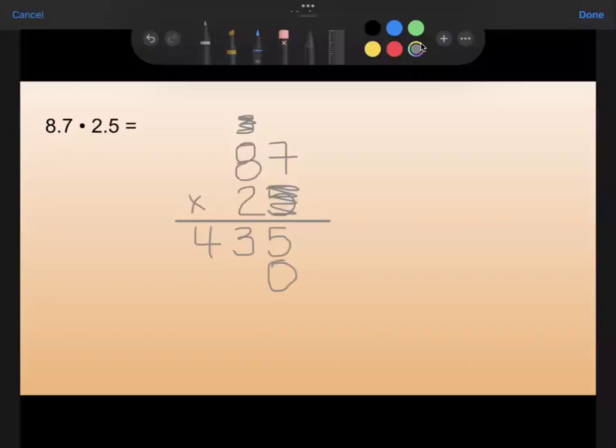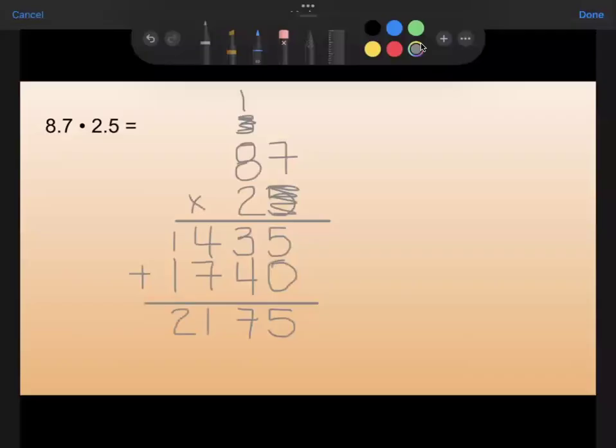So 2 times 7 is 14. So I'm going to put a 4 here and regroup that 1 up here. 8 times 2 is 16, plus 1 is 17. So a 7 here and a 1 here. All right, now that I'm done multiplying, I'm going to go ahead and add those partial products together. I would get a 5 here, a 7 here, 11 here, and a 2 here. So my answer would be 2,175.